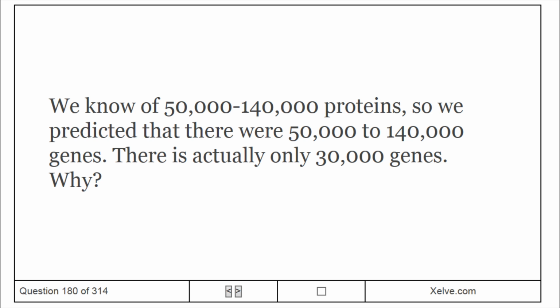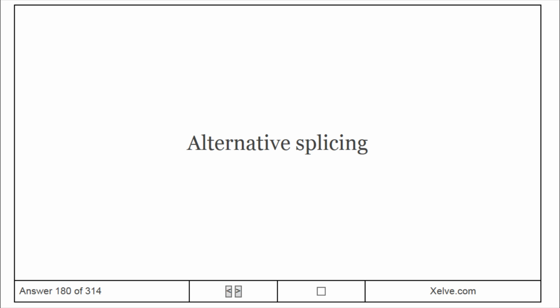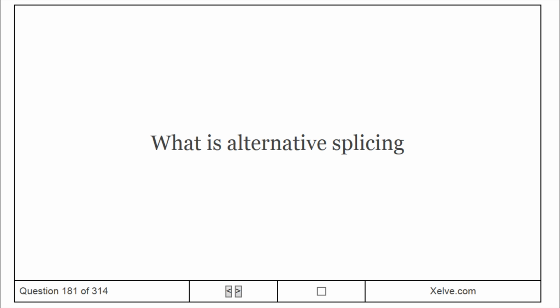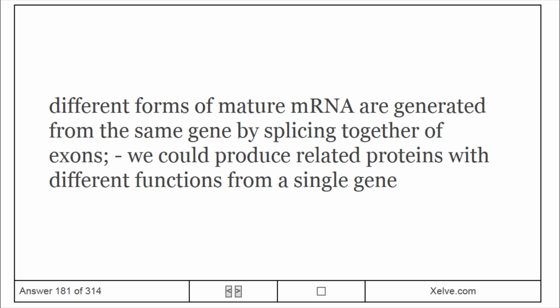We know of 50,000 to 140,000 proteins, so we predicted that there were 50,000 to 140,000 genes. There are actually only about 30,000 genes. Why? Alternative splicing. What is alternative splicing? Different forms of mature mRNA are generated from the same gene by splicing together of exons. We could produce related proteins with different functions from a single gene.